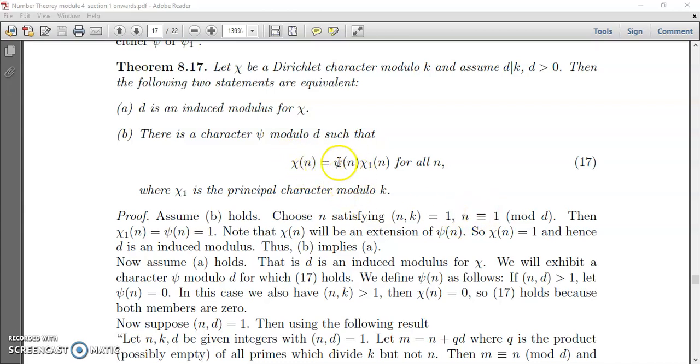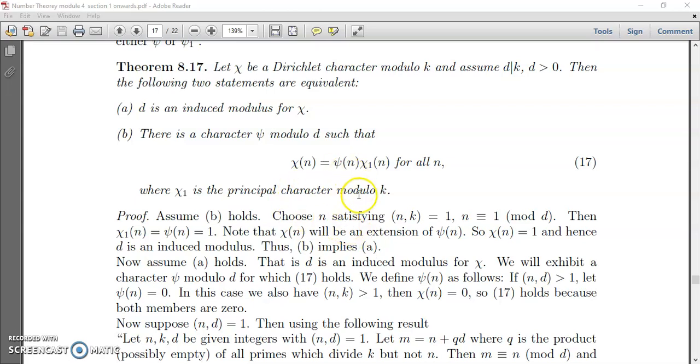What is the meaning of chi of n equal to psi of n? It means that chi is an extension of psi. So in that case we have already seen that D is an induced modulus for chi. So chi is an extension of psi, which is clearly so by our theorem, and hence D is an induced modulus. Thus we have proved that B implies A.